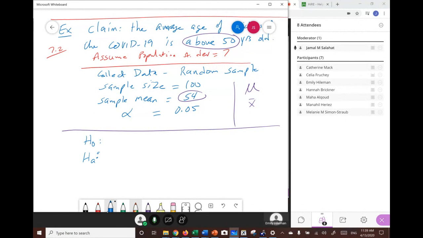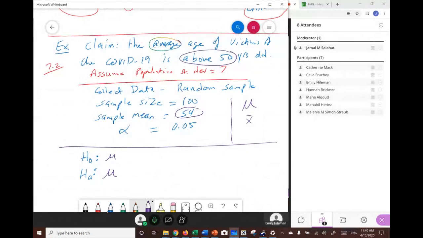Both H0 and HA are going to be statements about an average, or mean. So both of them are going to be mean problems. And notice in the claim, it says the average lifetime is above 50. Above 50 means greater than 50. So we put this into HA because it says greater than 50.